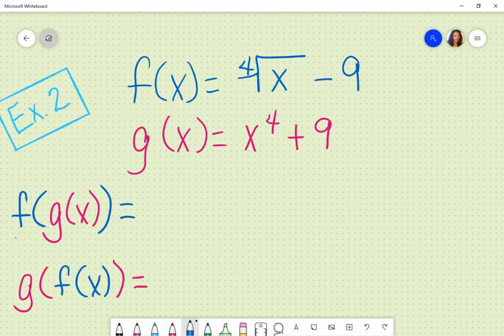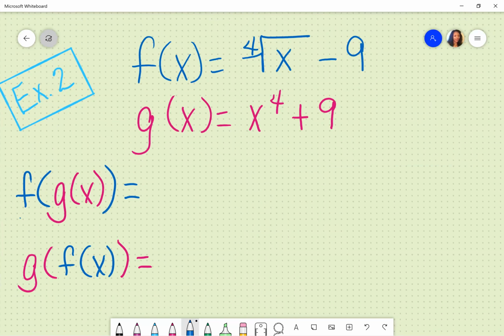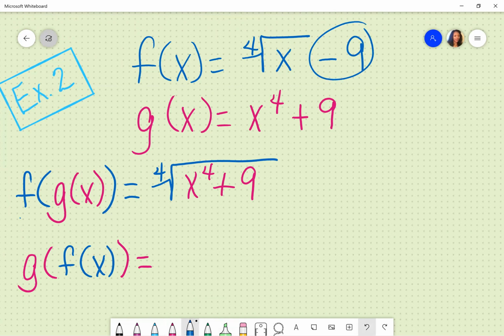For example 2, again, I'm starting off with f, which means I'm going to replace the x for f with whatever g of x is. So I have the fourth root of, instead of writing x, I'm going to go to my g of x and write the entire thing. X to the fourth power plus 9. I go back to my f of x and I see that outside of the parenthesis, outside of the radical, I have a minus 9.